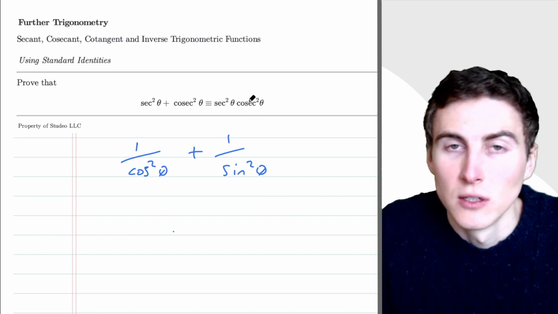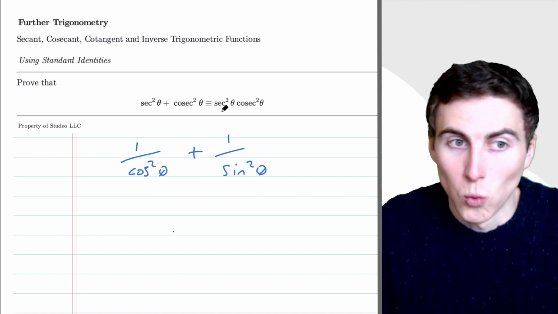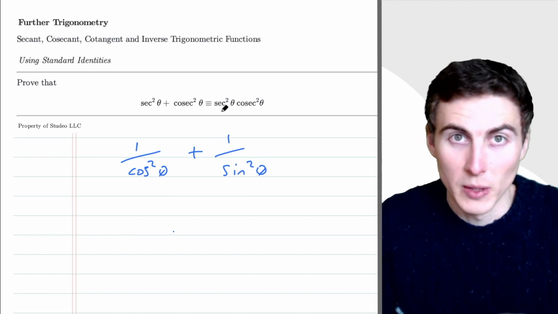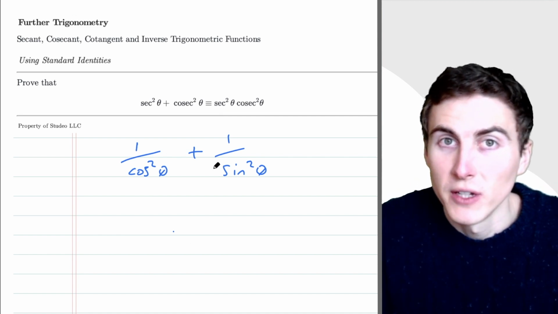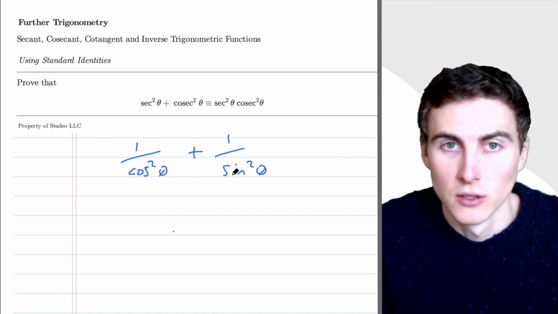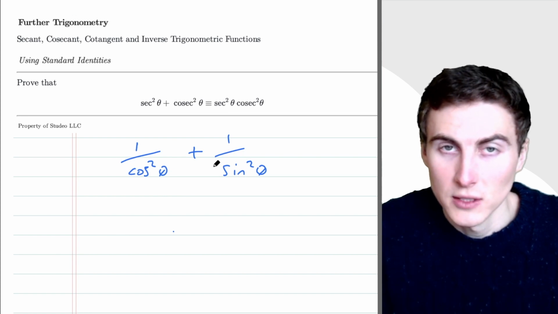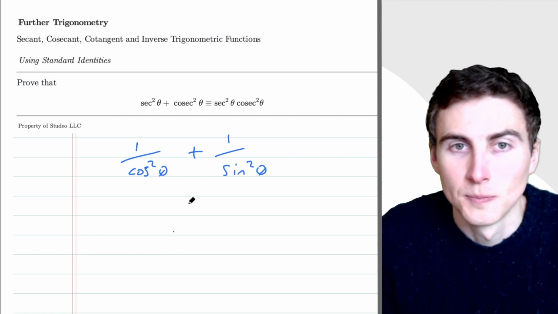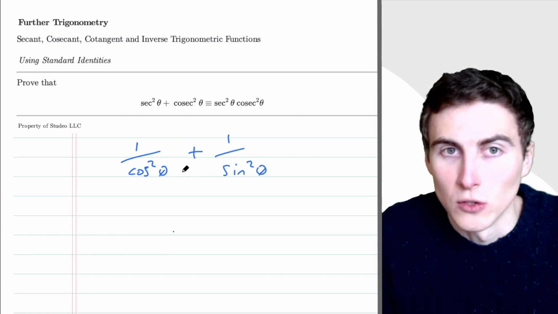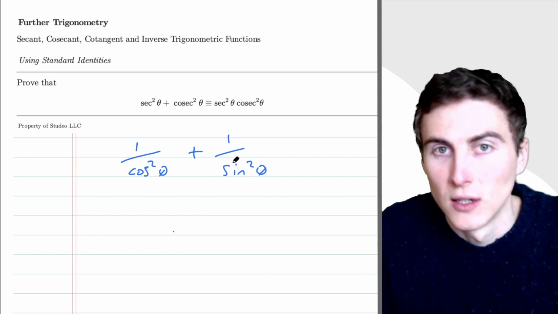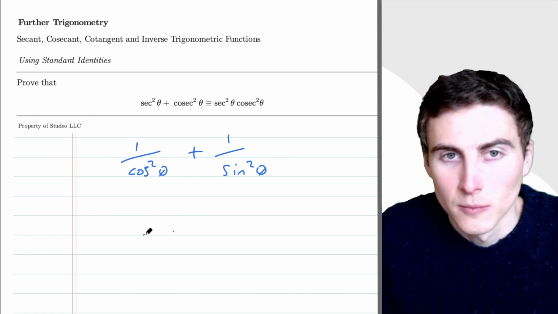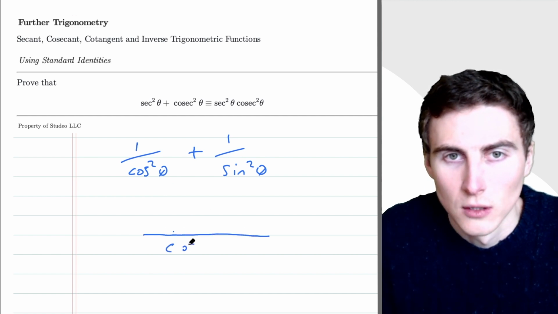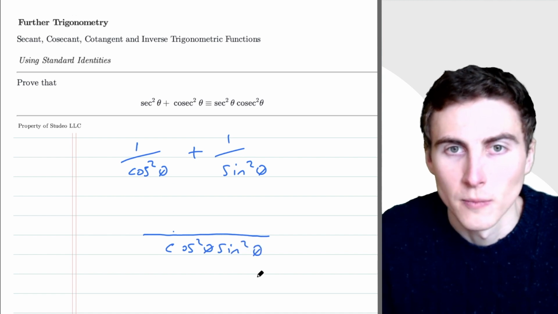Next thing to notice is that what we want in the end is one single term. They're being multiplied together, whereas what we have here are two different terms. So we've got to combine these, which we can do by finding a common denominator and then adding them together. The common denominator between these two would be cos squared theta sine squared theta.